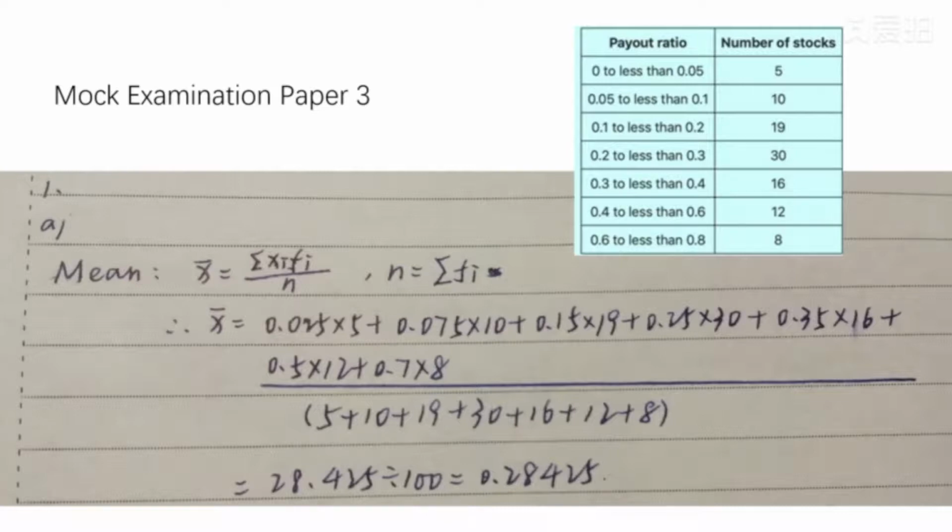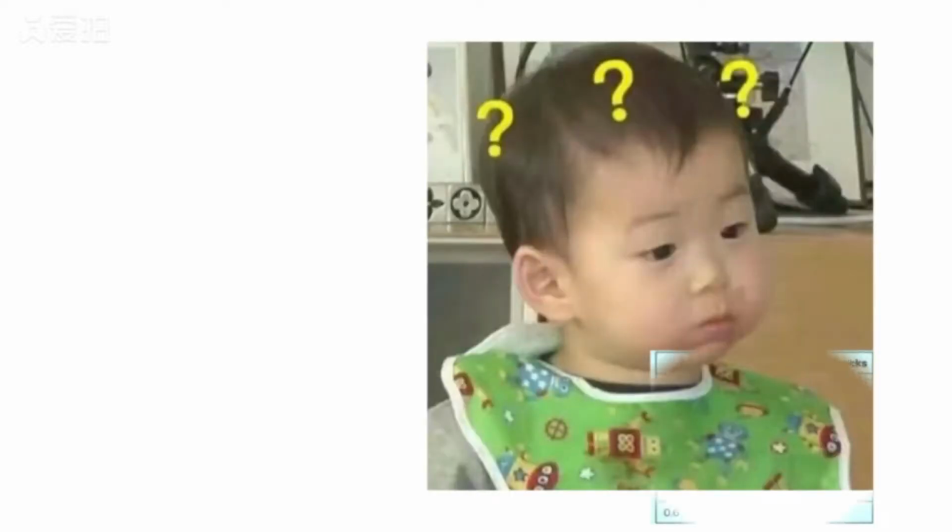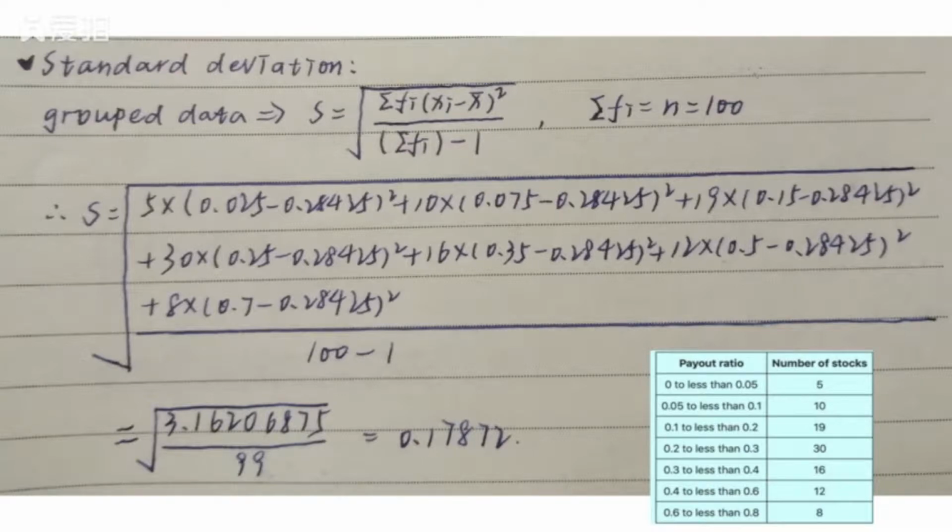And then let's see the standard deviation. That seems a little bit difficult. Let's see the table and my handwriting. For grouped data, the standard deviation can be calculated by finding the square root of the sum of the products of the frequency of each group multiplied by the bracket of the class mark of each group minus the mean, bracket squared, divided by the total frequency minus 1.